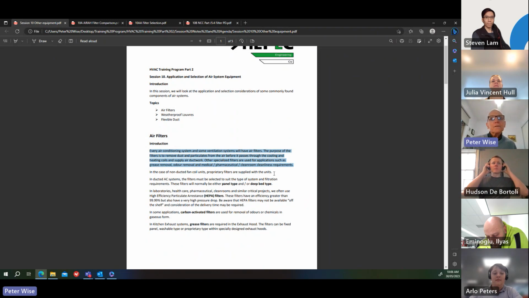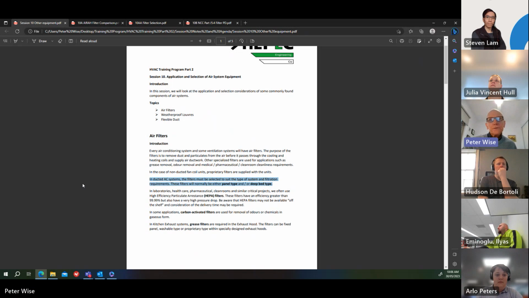With the non-ducted fan coil units, such as a wall-mounted fan coil unit or a cassette unit, filters are supplied with those units. We don't need to worry about that. If you're using those systems, the filters come with it. In ducted systems, the filters have to be selected to suit the type of system and filtration requirements. And the filters are normally panel type or deep bed type.